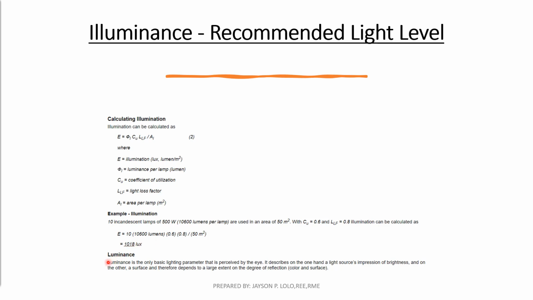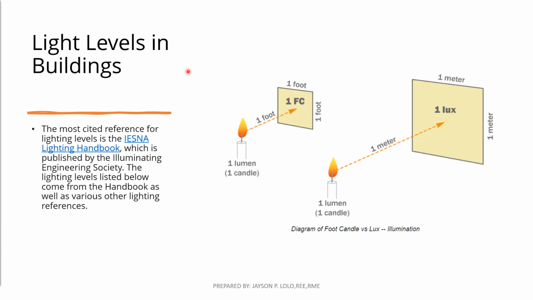Another term is luminance. Luminance is the only basic lighting parameter that is perceived by the eye. In our language, we refer to it as hayag, kahayag, or kasiga. It describes, on the one hand, the light source's impression of brightness. Then the light levels in buildings. We already know the difference between foot-candle and lux. They are just in different systems.